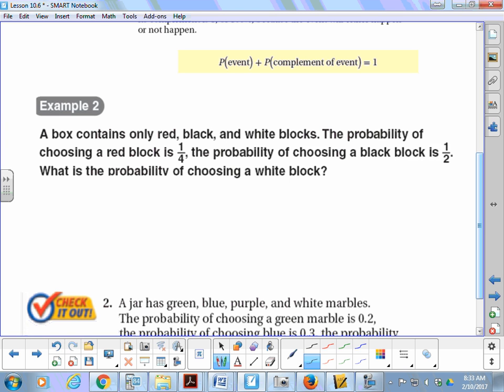So if 1/4 is red and 1/2 is black, then 1/4 is going to be white. Right? So the probability of white is equal to, and we can think of it this way, 1 minus 1/4 minus 1/2, which is equal to 1/4. Because all of them added together have to equal 1, and I take away the probabilities I know to get the probability of what's left.